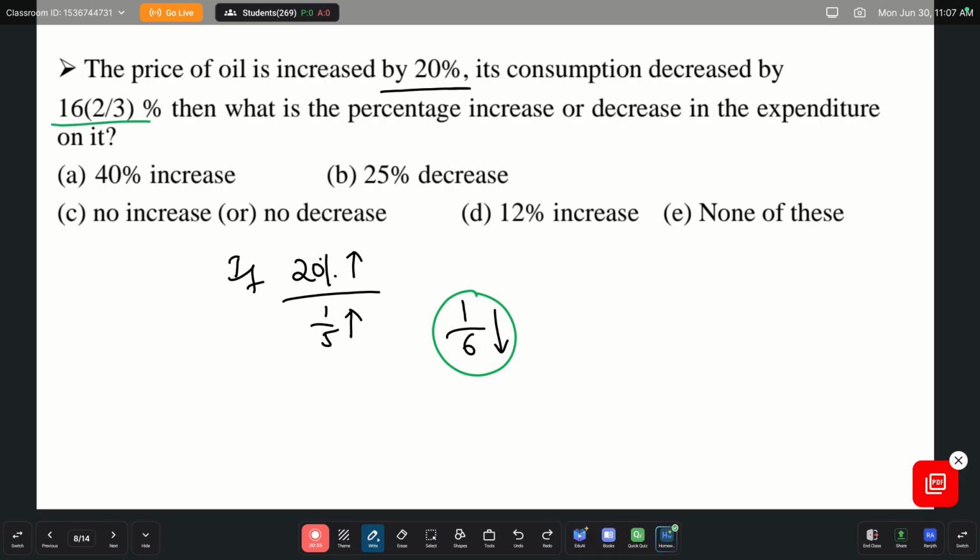In the question itself it is given 16.66% is decrease. So directly the question gives 20% is increase, and already it is given 16.66% is also decrease. Then finally, how much percentage increase or decrease? In the sense there is no increment, there is no decrement. Already the increase is completed, the decrease is also completed. So the answer is no increase, no decrease.